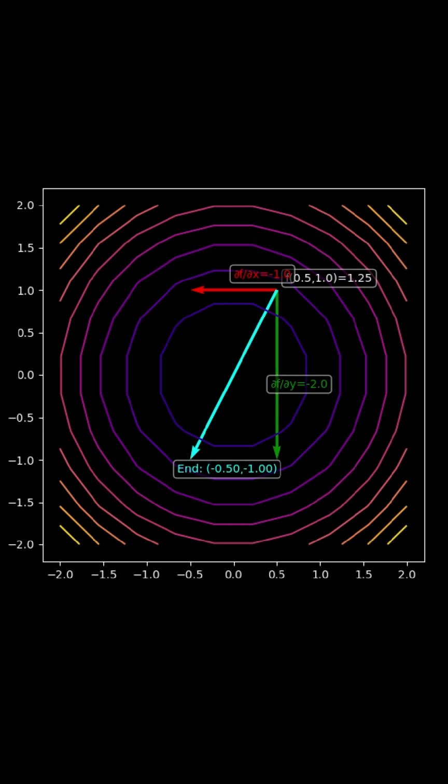The derivatives point us directly toward the minimum at x equals 0, y equals 0, but if we take too big a step, we can overshoot. That's why, during training, we follow the direction indicated by derivatives in tiny steps, updating the model gradually. This ensures we reach the minimum efficiently and safely.